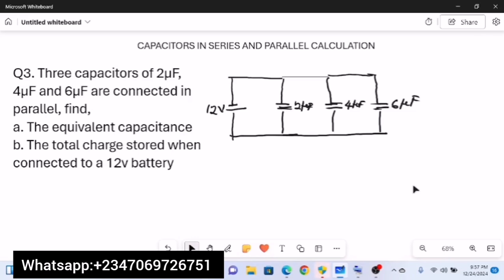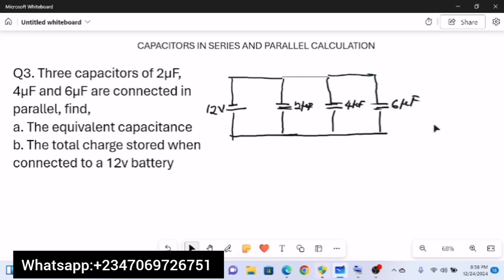Alright, so let's consider this other question. It says 3 capacitors, 2 microfarad, 4 microfarad and 6 microfarad, are connected in parallel. The question says find A, the equivalent capacitance, and B, the total charge stored when connected to a 12-volt battery. So when they are connected in parallel, you have something like this.